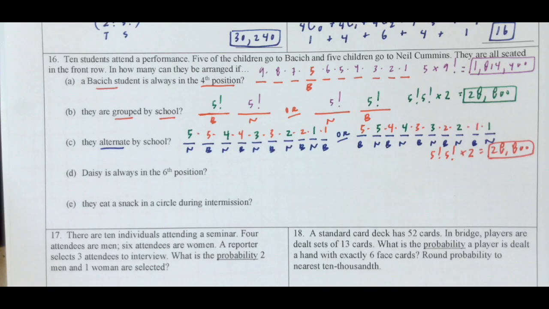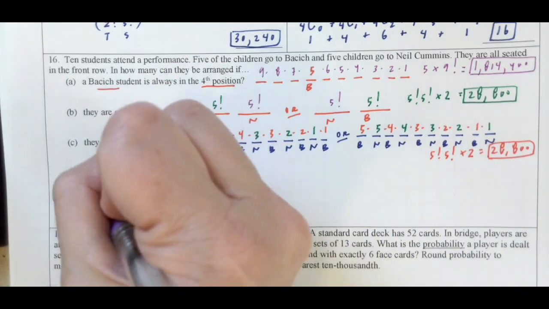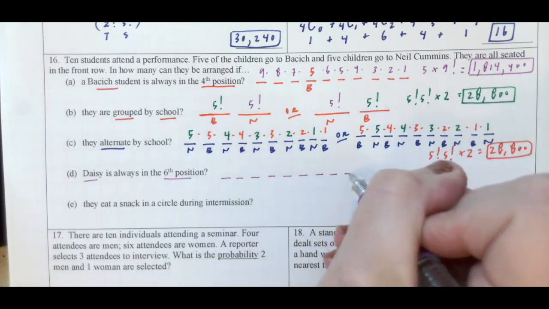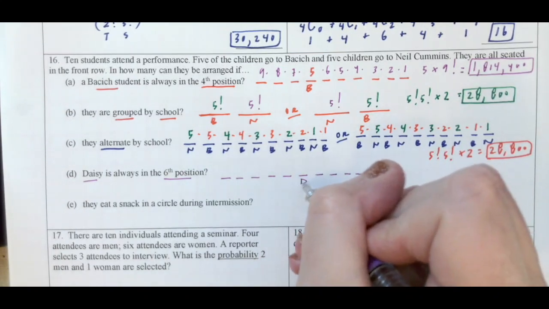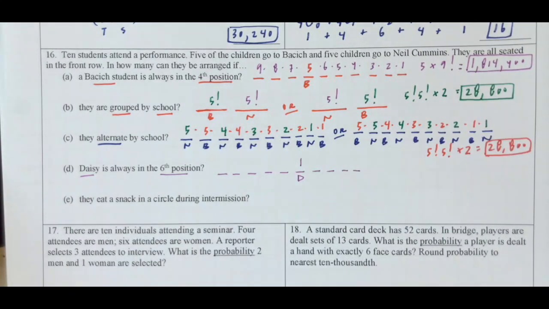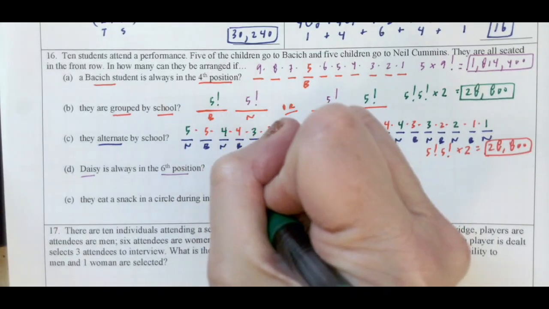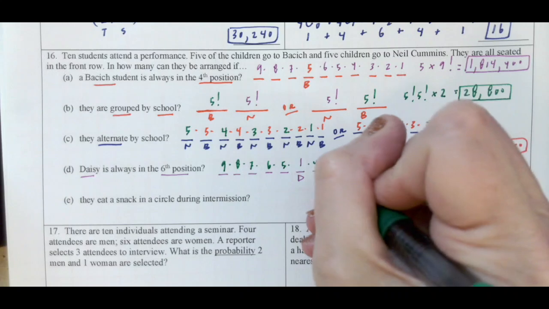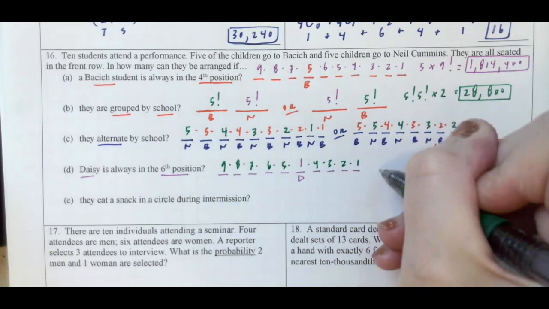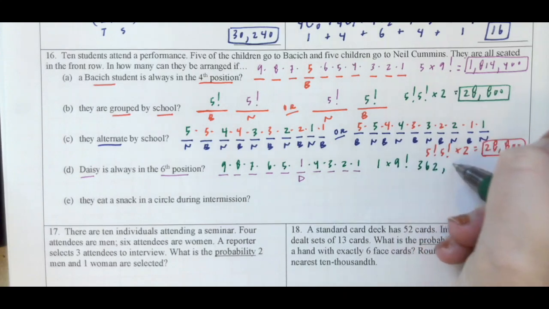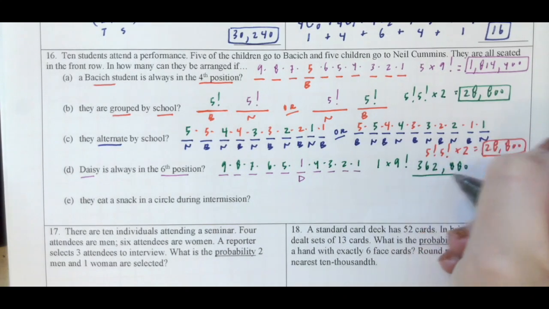Okay, if we put Daisy always 6th, so here is Daisy, right? Daisy's one person. She goes 6th. That one position is locked down, and then every other seat is just 9 factorial. So 1 times 9 factorial, 362,880.